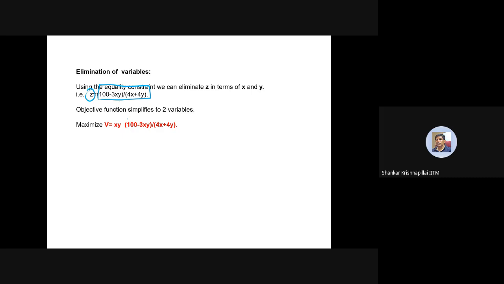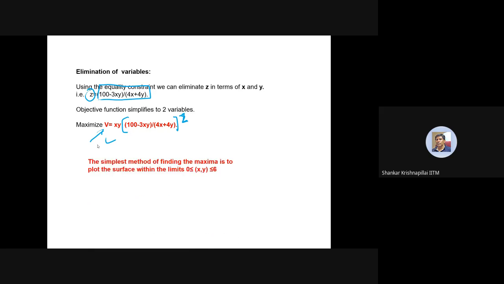In the objective function, for z you replace this expression, (100 minus 3xy) by (4x plus 4y). So the equality constraint has been incorporated into the objective function. There's no further need to separately consider the equality constraint, since it is already embedded in the objective function. We only need to find the maxima of this objective function with 2 variables, x and y.